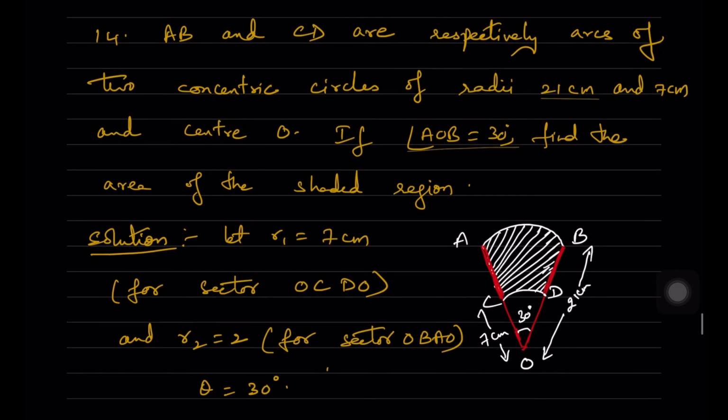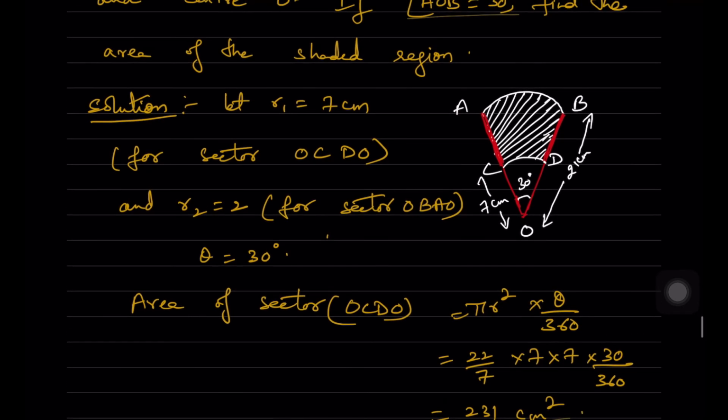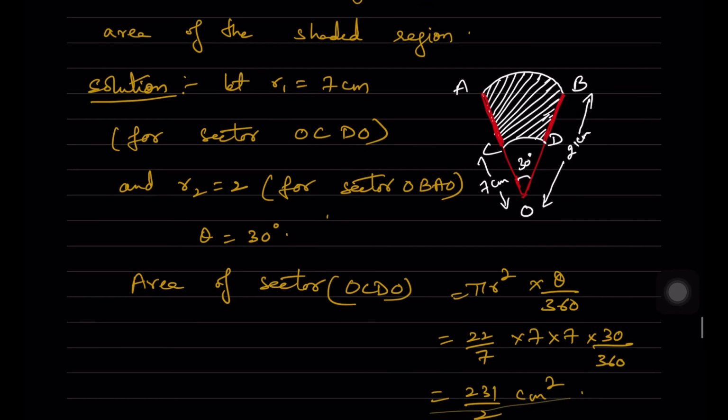Now the 14th one. AB and CD are respectively arcs of two concentric circles of radii 21 centimeters and 7 centimeters and center O. If angle AOB is equal to 30 degrees, find the area of the shaded region. So now here, the radius of the smaller circle is 7 centimeters for sector OCDO, and R2, that is the radius of the bigger circle, R2 is equal to 21 centimeters, for sector OBAO.